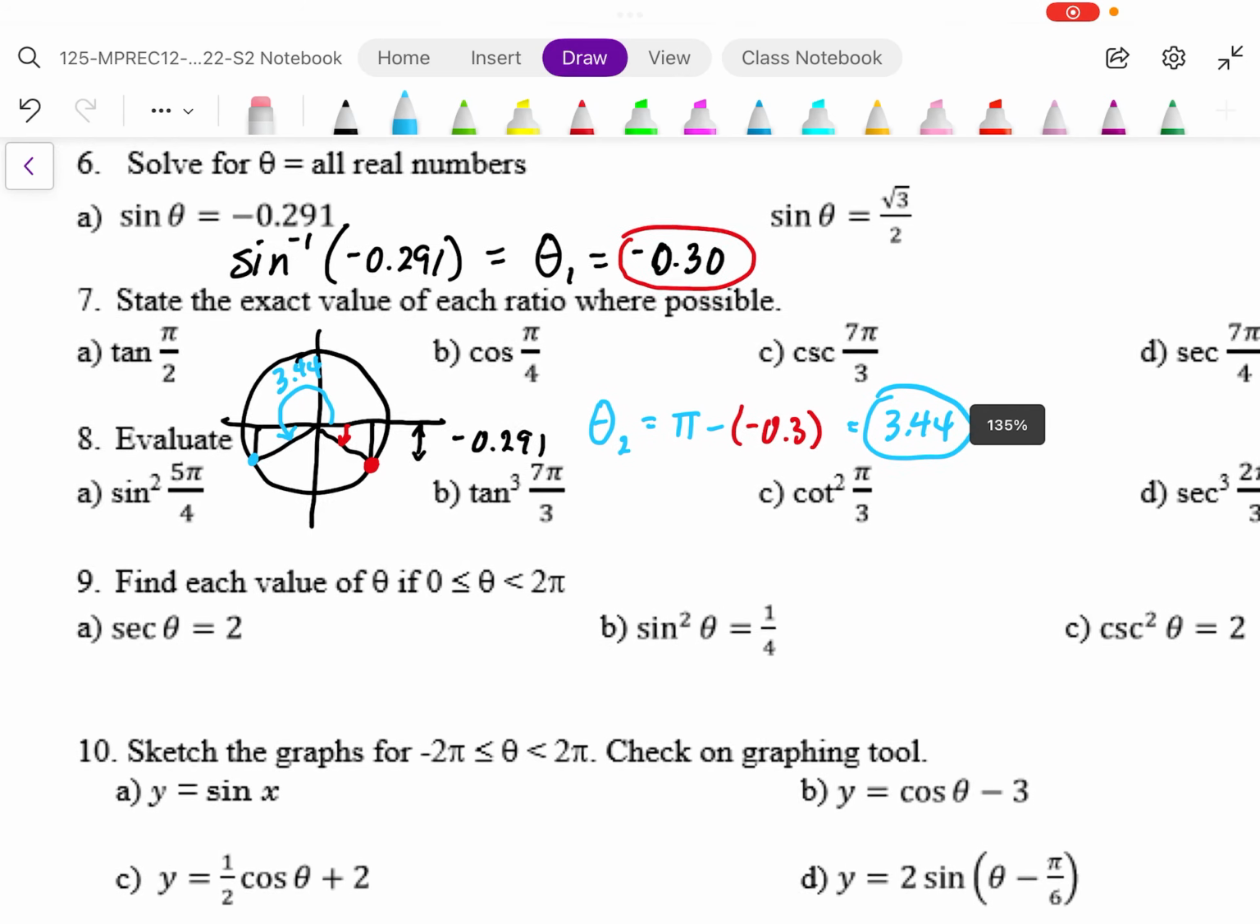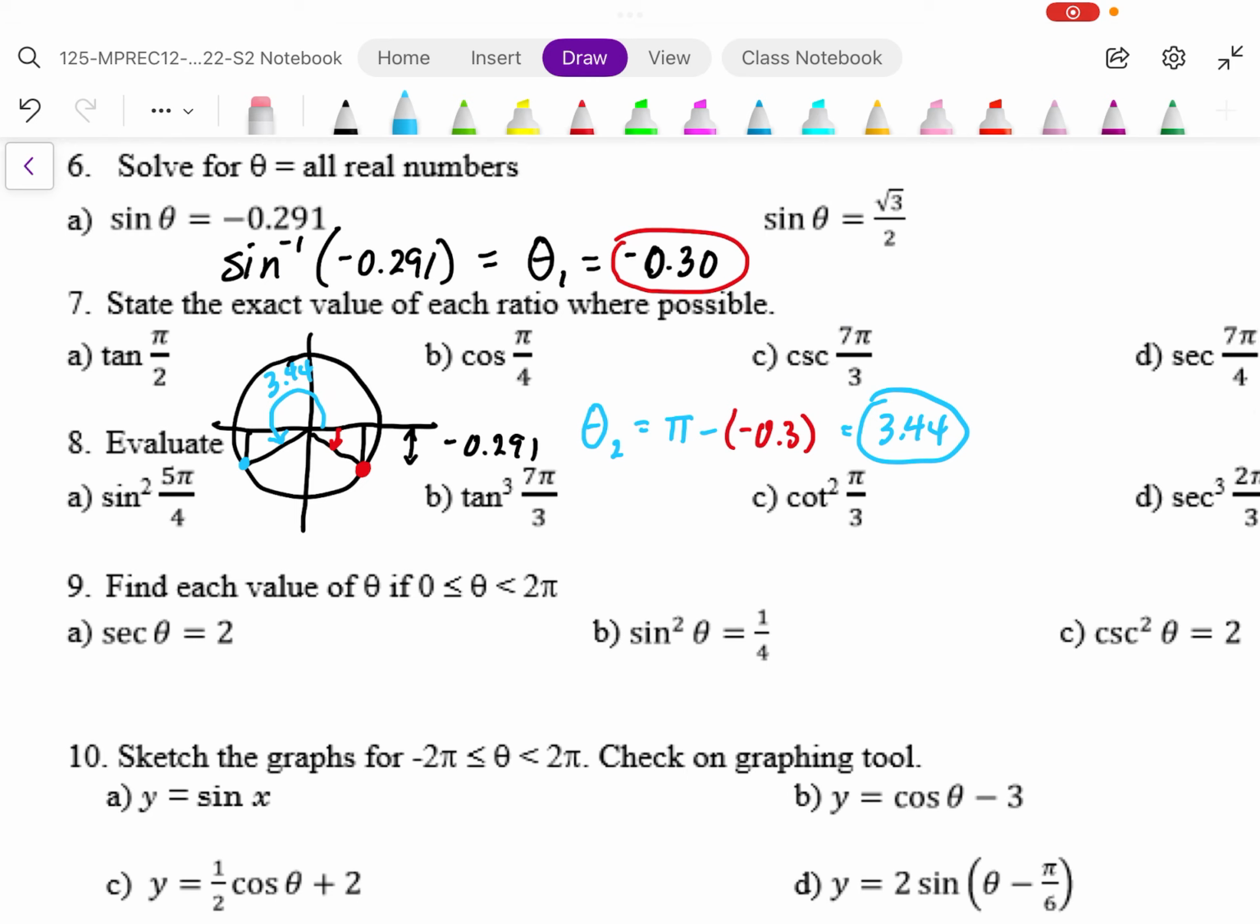And again, when we solve for angles from a ratio, we need to consider theta 1 and theta 2. Now, the other thing we need to consider is this is for all real numbers. So theta 1 and theta 2 represent solutions in one period of our sine function. But the sine function repeats itself every 2 pi. So to get the repetitions, we add n times 2 pi, where n is an integer.